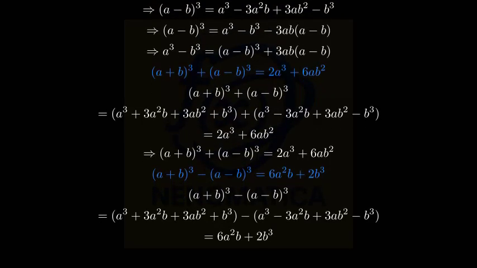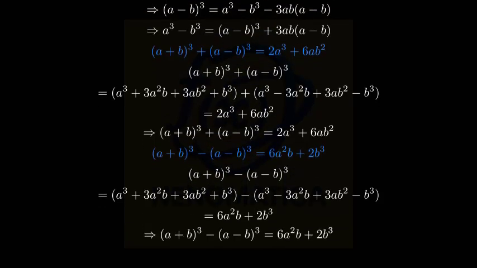When we subtract these two expressions, the terms with a cubed cancel out, and the terms with 3ab squared also cancel out. We're left with 6 times a squared times b plus 2 times b cubed. Therefore, a plus b, all cubed, minus a minus b, all cubed, equals 6 times a squared times b plus 2 times b cubed. And this proves our fourth identity.